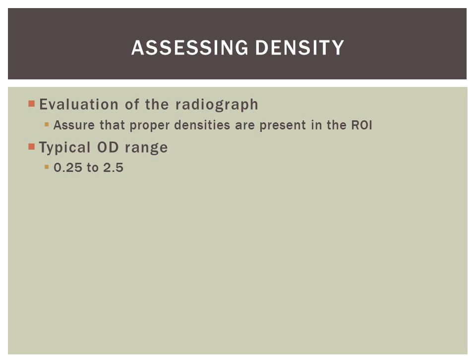Assessing density. Evaluation of the radiograph. Assure the proper densities are present in the ROI, which stands for region of interest. A typical optical density range is from 0.25 to 2.5.